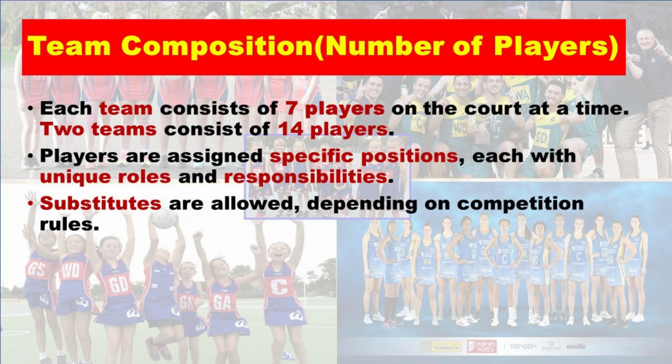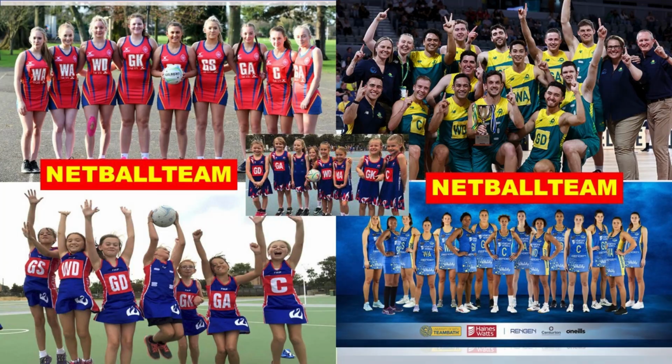Team composition, number of players. Each team consists of 7 players on the court at a time. Two teams consist of 14 players. Players are assigned specific positions, each with unique roles and responsibilities. Substitutes are allowed depending on competition rules.